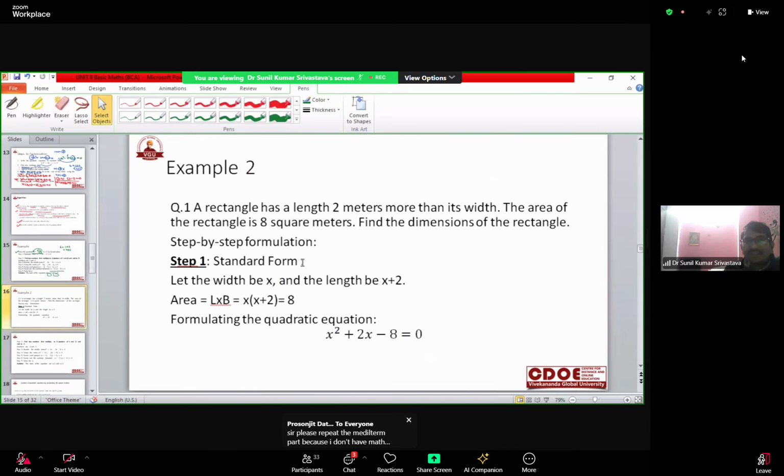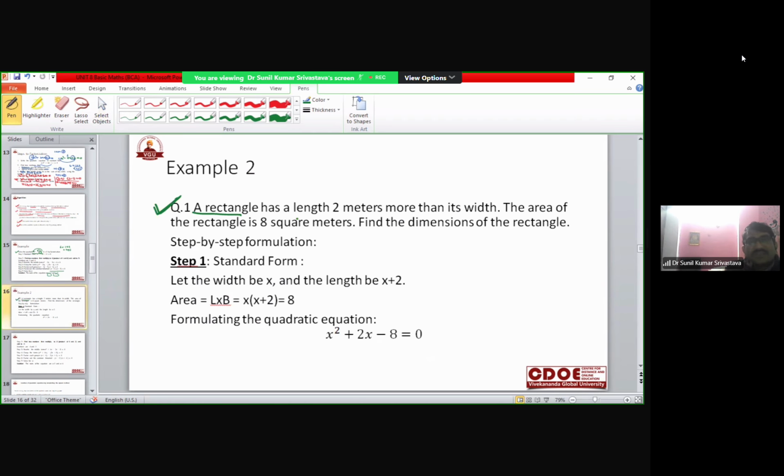We have taken another example. This is a rectangle question. A rectangle has a length 2 meters more than its width. The area of the rectangle is 8 square meters. Find the dimensions of the rectangle, with step by step formulation. This is the rectangle. You know, in a rectangle, opposite sides are equal. So this is the form of a rectangle.